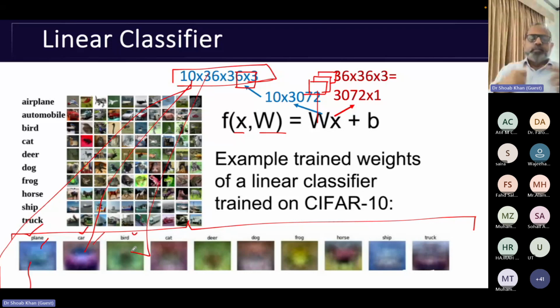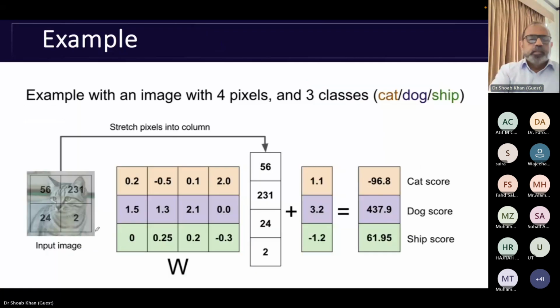And then find out the maximum number and see how good your classifier is performing. Okay, so here's an example. Let's say this image has only four pixels. If it has only 4 pixels and you want to identify whether it's a cat, a dog, or a ship, so you have 3 classes. It means you have 3 sets of weights, 3 equations.